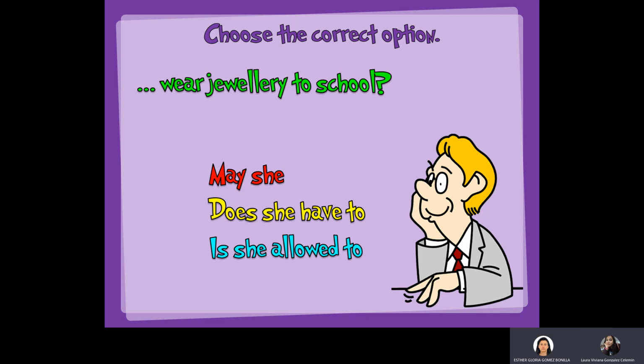Is she allowed to? Is she allowed to what? Complete the sentence. Is she allowed to wear jewelry to school? Jewelry, very good. This allowed means permitted. Is she allowed to wear jewelry to school? Okay. Let's go on with the next one.